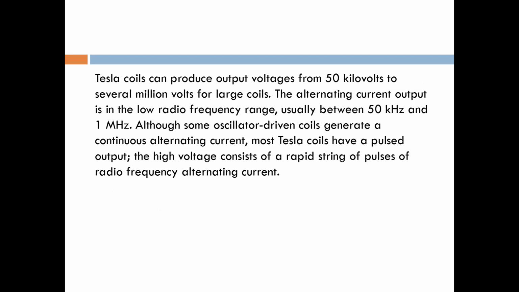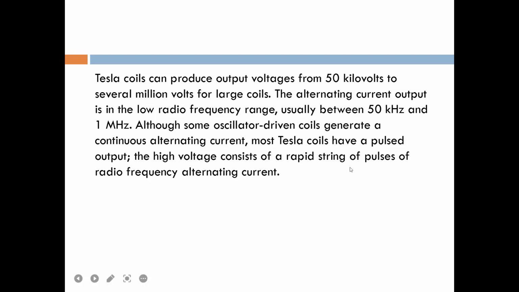But remember why we are going to study the Tesla coil. Because we have to produce high voltages. So by a Tesla coil, you can generate voltages of 50 kilovolt to several million volts by large coils. It depends upon the size of the coils. Small coils are used in small applications, sometimes large coils are used.